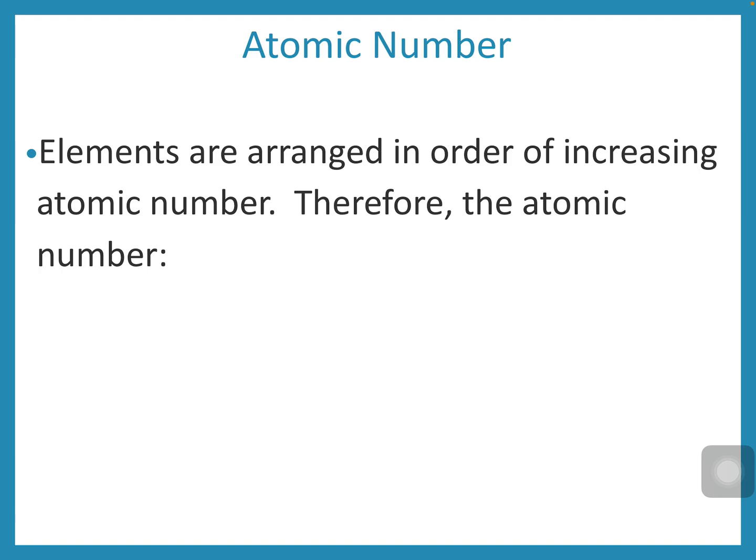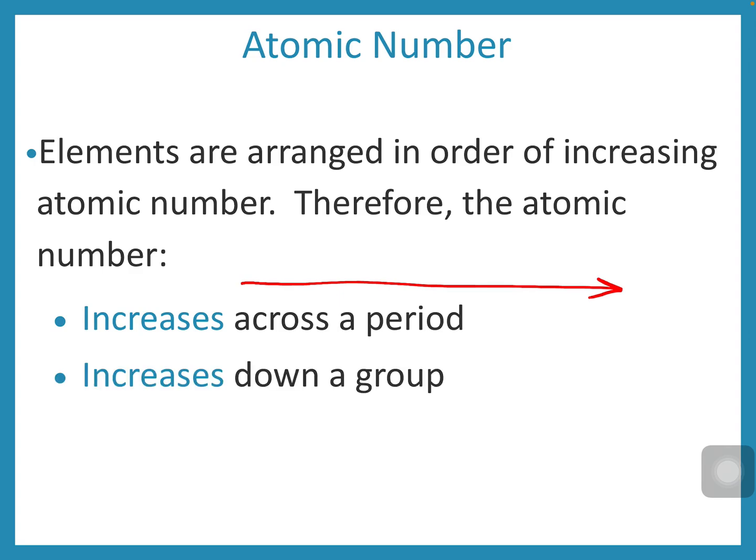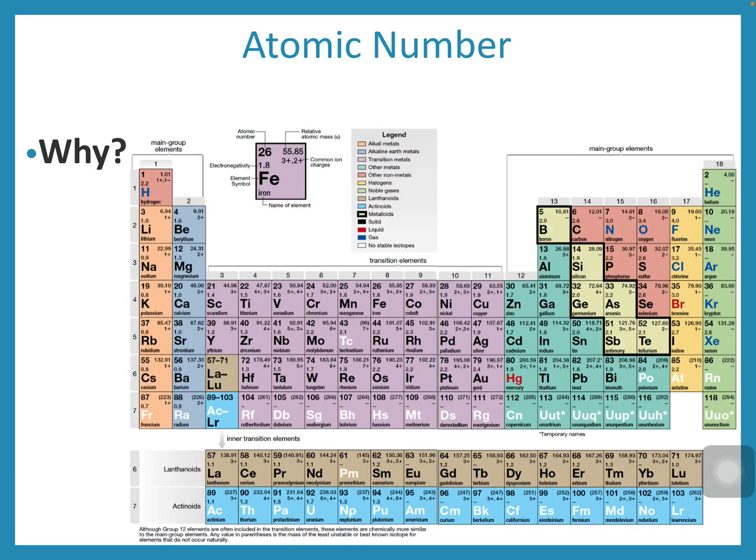So that means that as we go across a period, so as we're moving in this direction along the periodic table, the atomic number is going to increase, so each element to the right of another one is going to have more protons than the one before. And then also as we move down a group, the atomic number also increases.